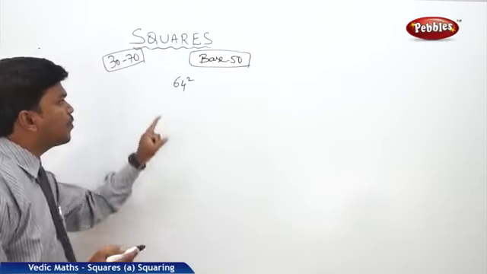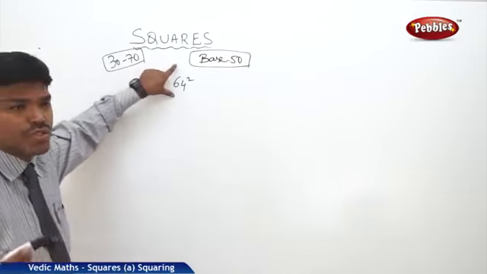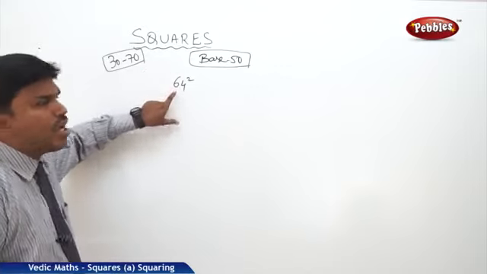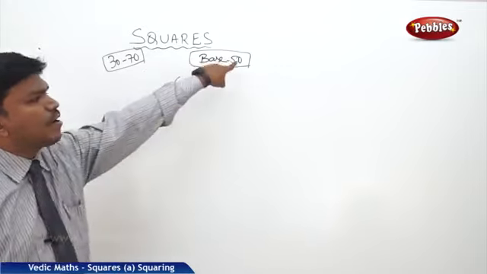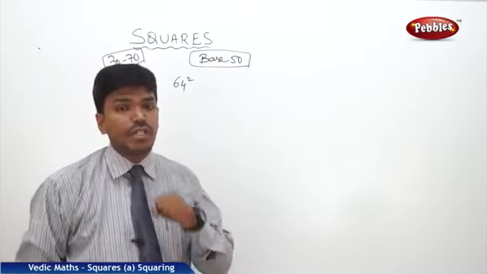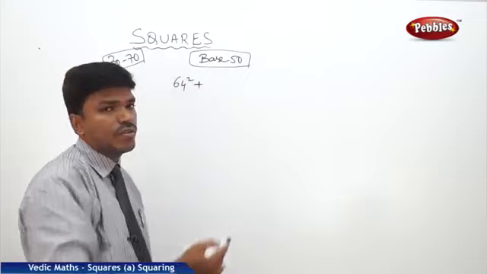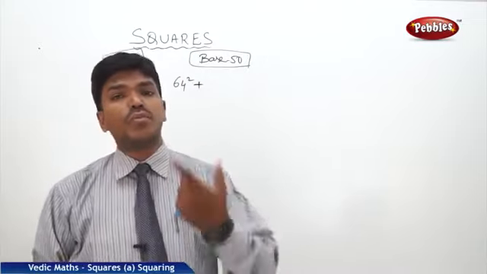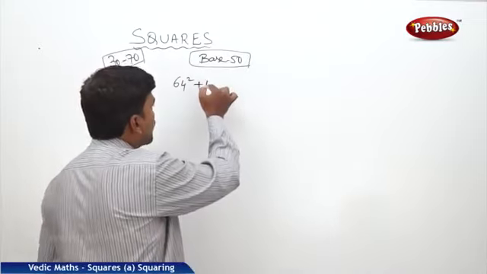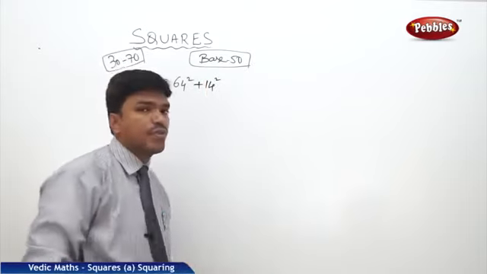Now what we need to do, whatever number you want to find the square of. So here we wrote 64. Compare 64 with the 50. Is it more or less? It is more. That's why I'm putting a plus symbol. And how much more? 14. Yes or no? So what is 14 square?